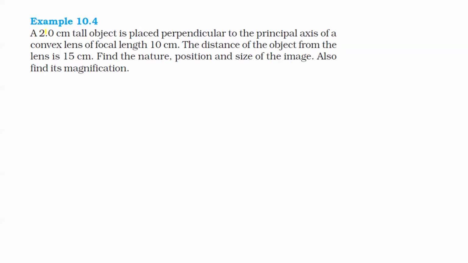A 2 centimeter tall object, meaning the height of the object is given. It's placed perpendicular to the principal axis. Okay. Convex lens. Now focal length 10 centimeter. Now distance of the object is given. You should find nature, position, size of the image. So write down the given values. First I can write height of the object HO. It is given as 2 centimeter. Height is always positive, so don't put negative there.